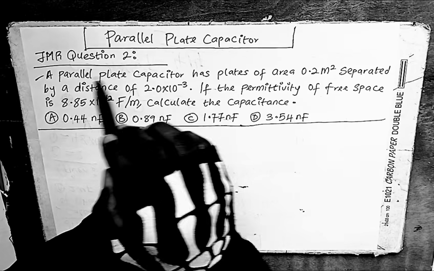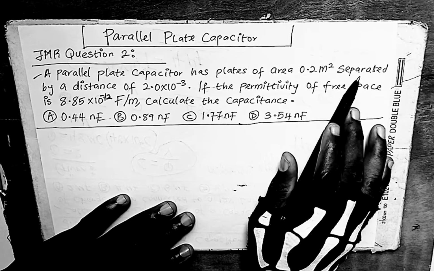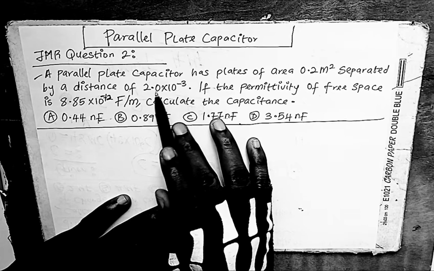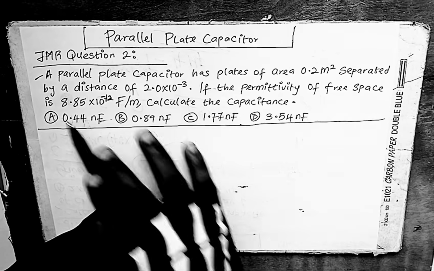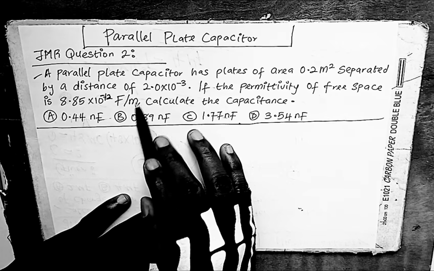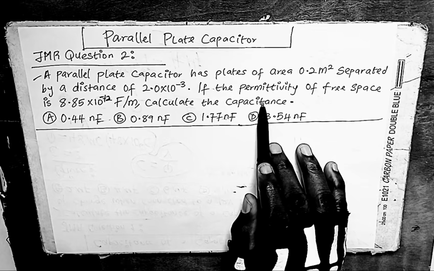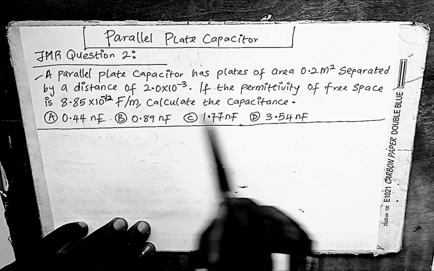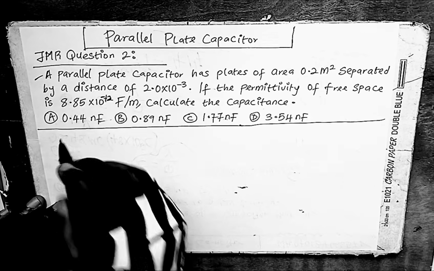The question reads: a parallel plate capacitor has plates of area 0.2 meters square separated by a distance of 2.0 times 10 raised to the power minus 3. If the permittivity of free space is 8.85 times 10 raised to the power minus 12 F per M, that's farad per meter, calculate the capacitance. They said we should do what? Calculate the capacitance. All options are represented in what? In nanofarad. First of all, let's write what they said we should find.